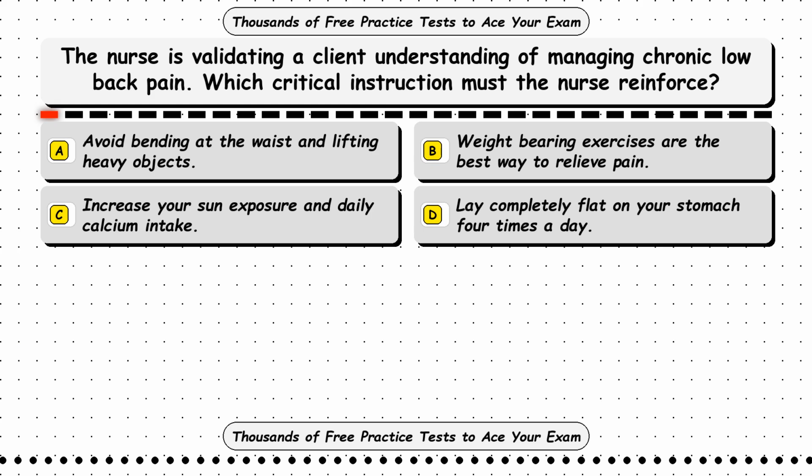Question 90. The nurse is validating a client understanding of managing chronic low back pain. Which critical instruction must the nurse reinforce? Option A. Avoid bending at the waist and lifting heavy objects. Option B. Weight-bearing exercises are the best way to relieve pain. Option C. Increase your sun exposure and daily calcium intake. Option D. Lay completely flat on your stomach 4 times a day.